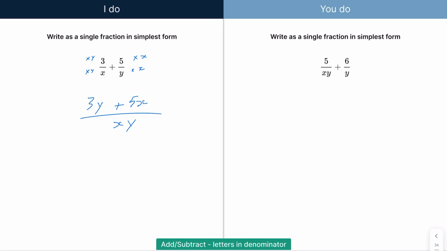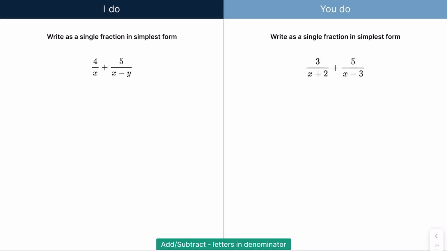And then on the right, now one quick way here is, well, to make the denominators the same, we just need to multiply the right side. So we have 5 plus 6x over xy. So again, exact same rules apply.